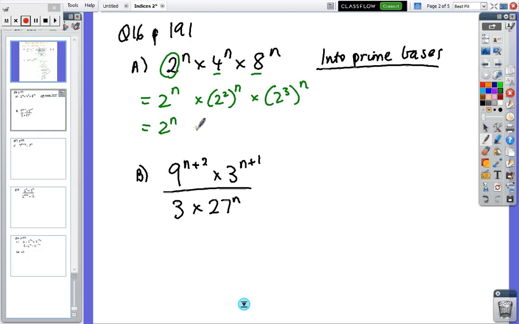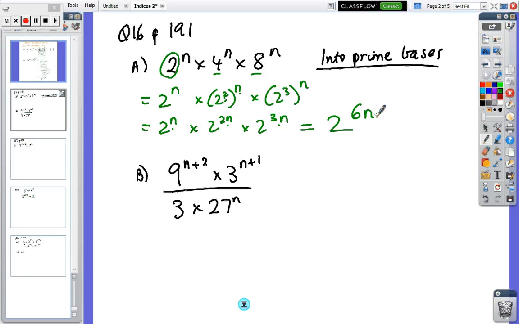So that's fine, and then we use the multiply law, so it's 2 to the 2n, and then it's 2 to the 3n, and then we can use the first up here was the bracket law, and now we can use the multiply law. So n plus 2n is 3n, plus 3n is 6n. So we've converted into a prime base.